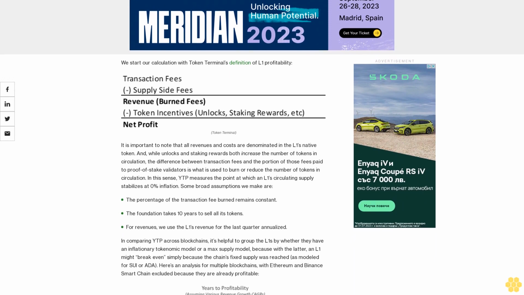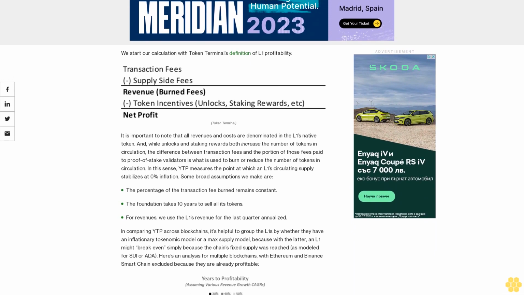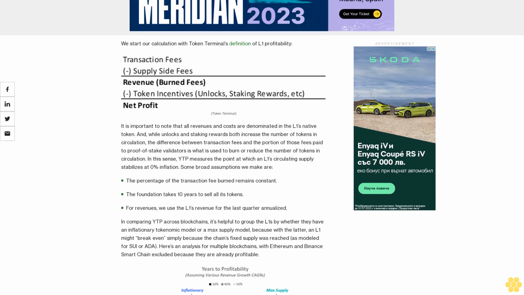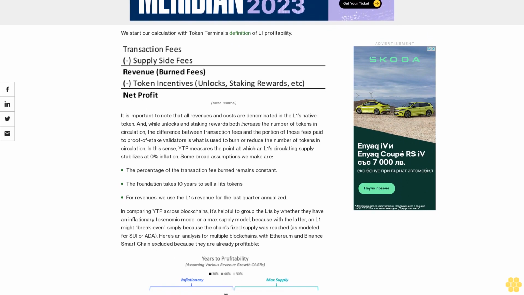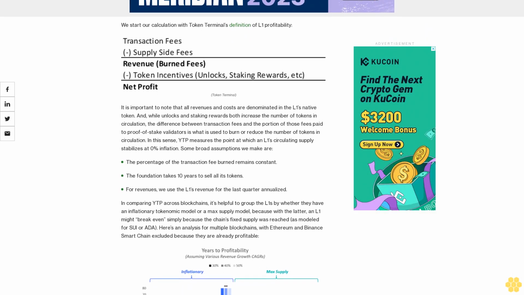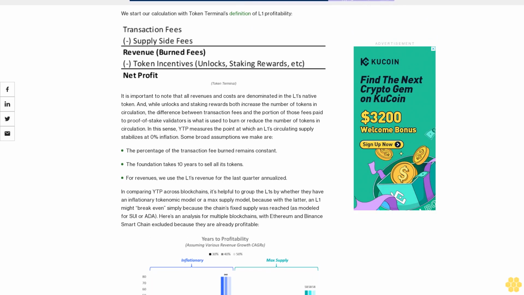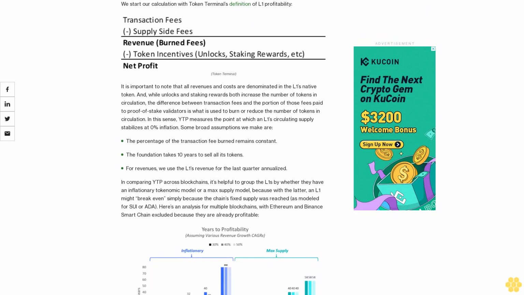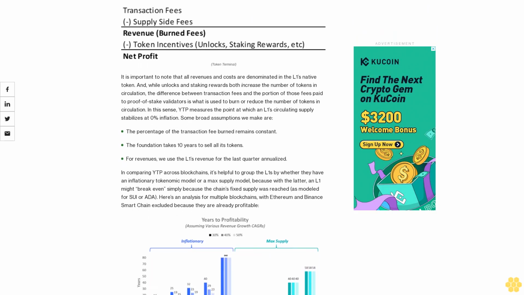We find YTP compelling because it provides a comprehensive framework for evaluating an individual blockchain or comparing multiple blockchains. We start our calculation with Token Terminal's definition of L1 profitability. It is important to note that all revenues and costs are denominated in the L1's native token.